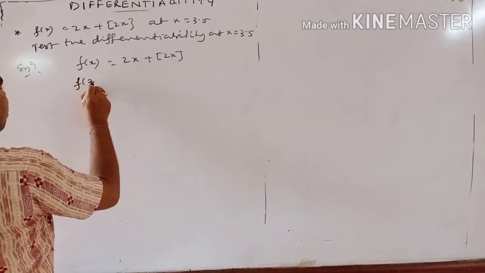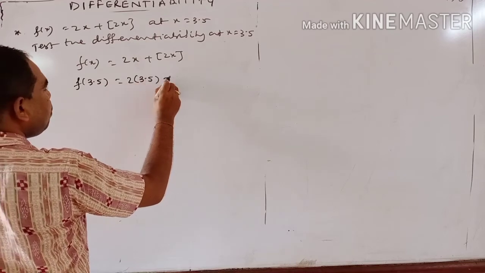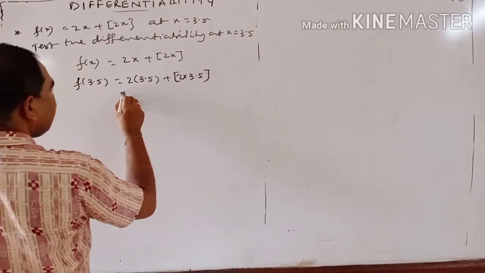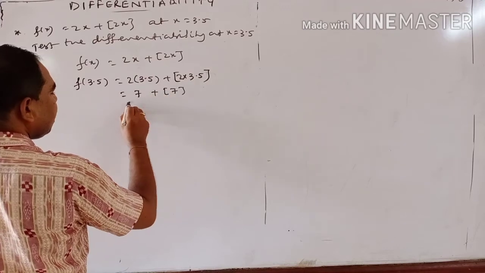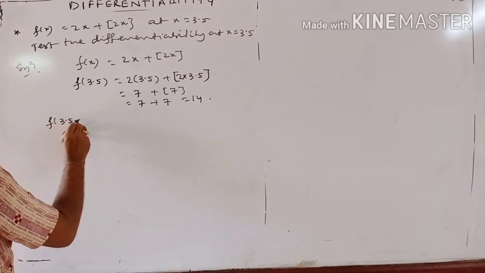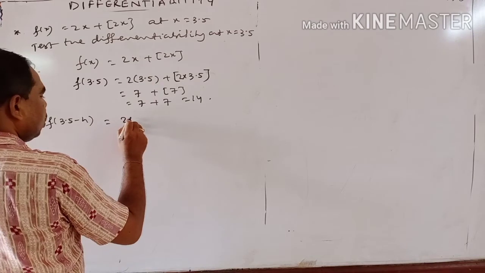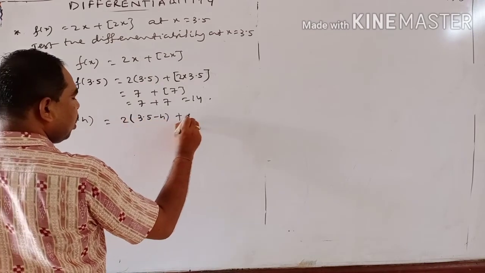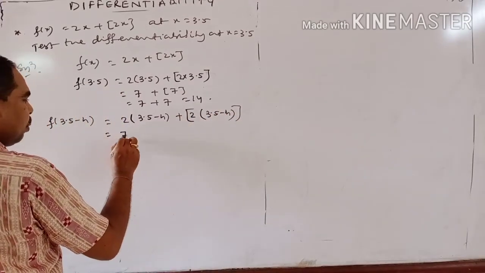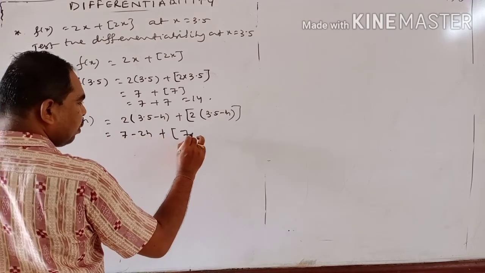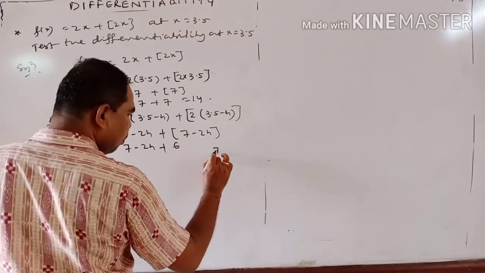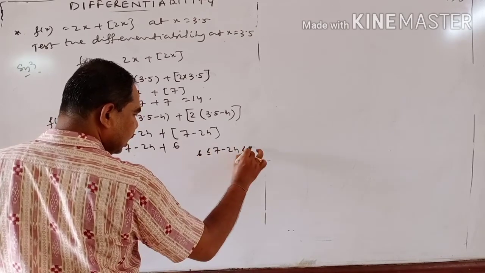Here f of 3.5 means 2 into 3.5 plus square bracket of 2 into 3.5, which is 7 plus square bracket 7, is equal to 7 plus 7, is equal to 14. Next, f of 3.5 minus h is equal to 2 into 3.5 minus h plus square bracket of 2 into 3.5 minus h, which is 7 minus 2h plus square bracket 7 minus 2h. This is 7 minus 2h plus 6, because 7 minus 2h lies between 6 and 7.